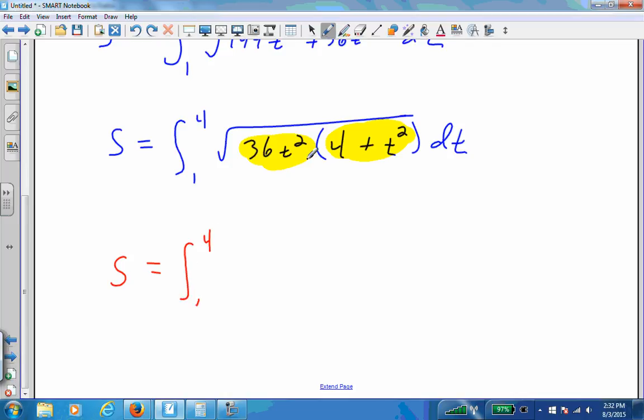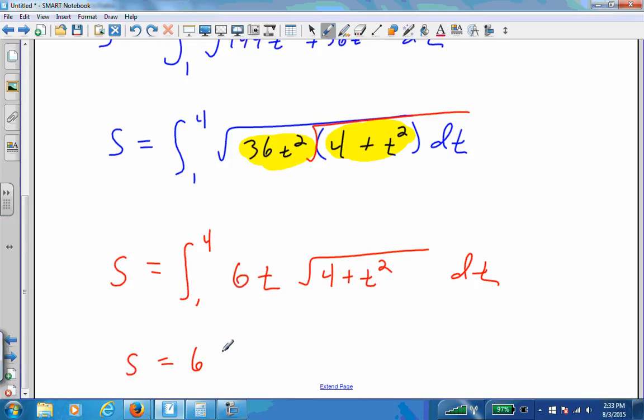So if we take the square root of the first part, the square root of 36, the square root of t squared, we get that. That 6 is a multiplicative constant. We can pull it out front. And I'm going to put the t over here at the end.